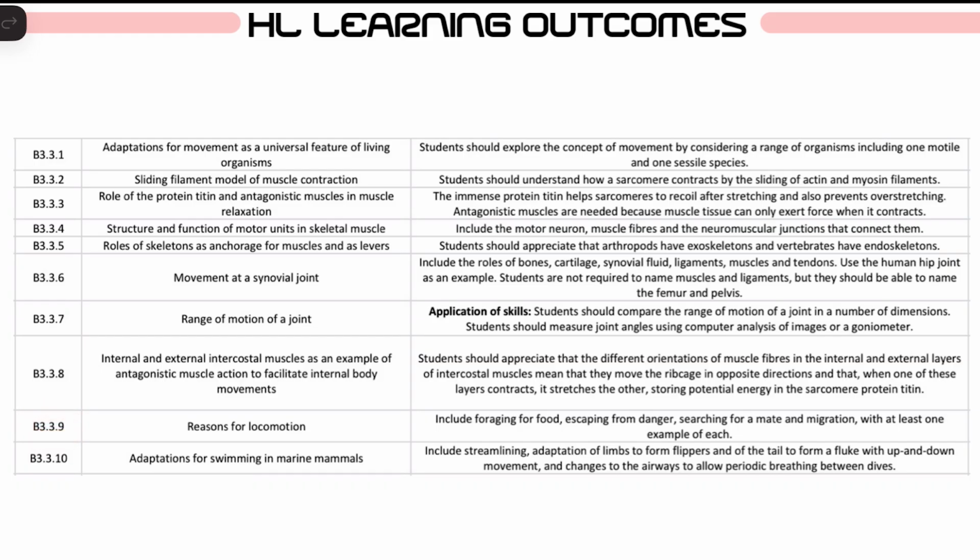This learning outcome explored what the need for locomotion is. Not all organisms are able to do locomotion, so for those that can, there must be an evolutionary advantage. And that included foraging for food, escaping from danger, searching for a mate, and migration. And we explored a number of examples of each of these. And then finally, we explored how different marine mammals are adapted to swimming. And this is of particular importance because mammals originally evolved on land, and we explored how the different structural features have been adapted over time to allow them to be so successful in the water.